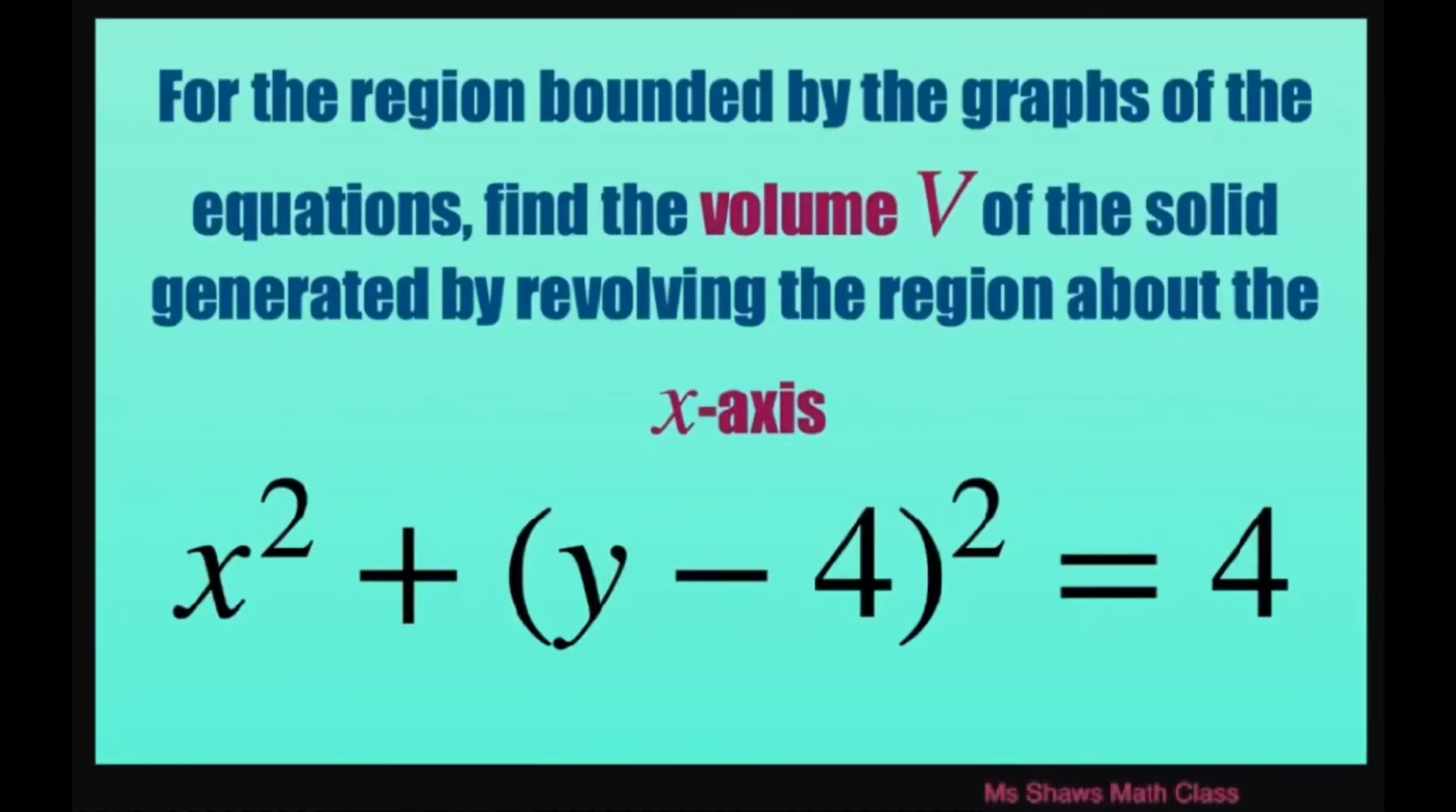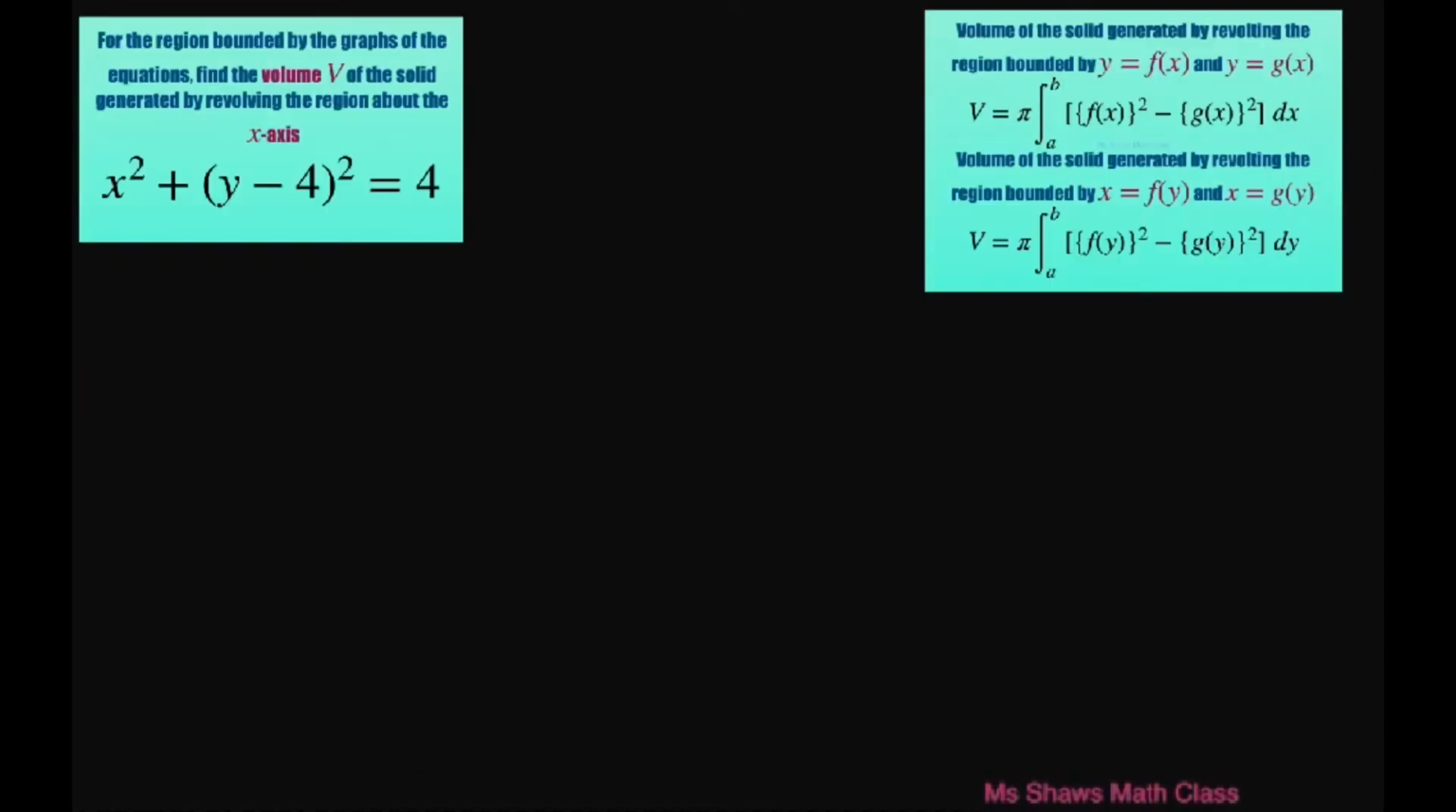Everyone. For the region bounded by the graph of x squared plus (y minus 4) squared equals 4, we're going to find the volume of the solid generated by revolving the region about the x-axis. So basically, looking at this, it is a circle with center (0, 4).